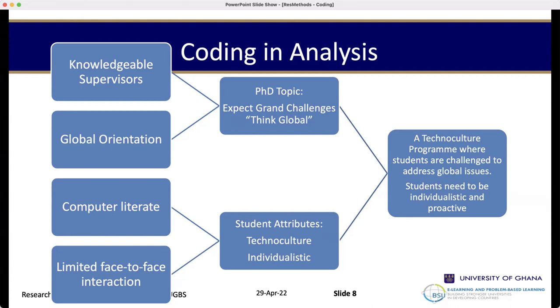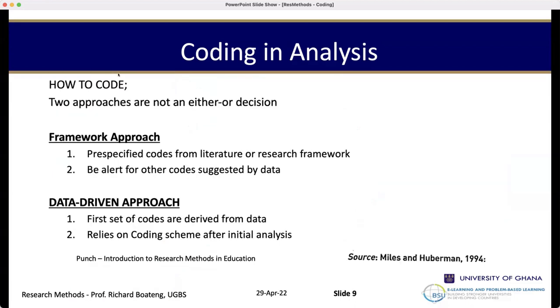Okay, so it's good now. Let's continue. How then did I arrive at the coding? There are two ways I can arrive at the coding. I can look at my research framework, if I have one, and use that to guide me in choosing what should go into it. For example, let's go online and see whether we can find any research framework that explains how students choose courses or choose topics.